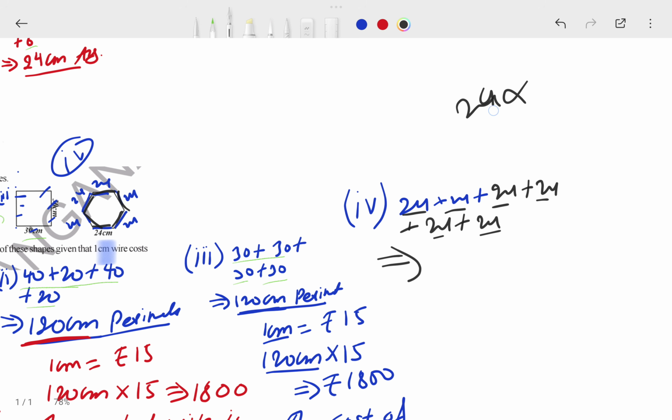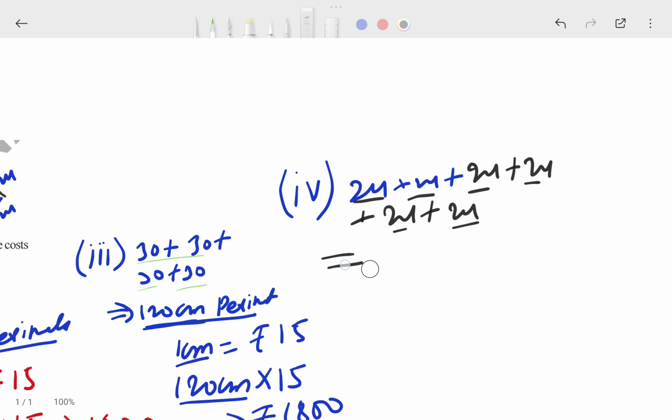So you can just multiply directly. 6 times 24 is going to be 144. So if you add, the answer is going to be 144. Just wait a minute, I will write it clearly here. So the answer is 144 centimeter, which is our perimeter.